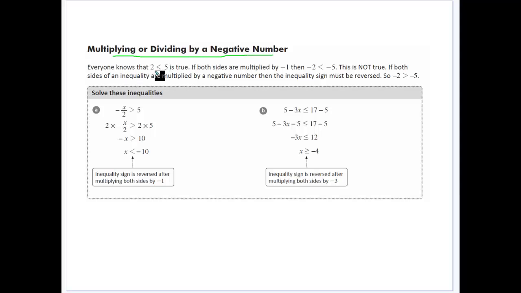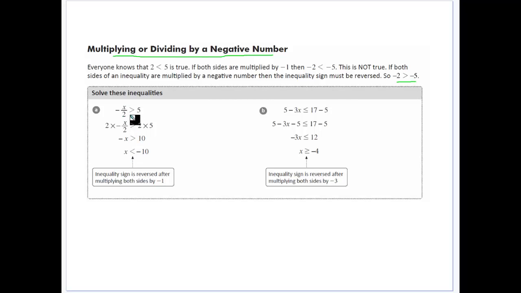Now, remember, we've proved this in class before. 2 less than 5 is true. But if we multiply both sides by -1, then we get -2 and -5. Now, we've done the same thing to both sides, but this statement's not true because -2 is greater than -5. So for it to be true, what we've got to do is change it to -2 greater than -5. So when we multiply by a negative, and the same goes for dividing by a negative, it changes the sign, so we've got to change the sign as well. We have to just turn the sign around.